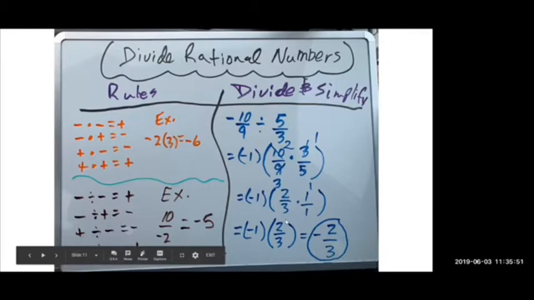Next step, bring down the -1. 2 times 1 is 2. Over 3 times 1 is 3. Now, negative times a positive is a negative. -1 times positive 2/3 is -2/3. And there we are. Very good.